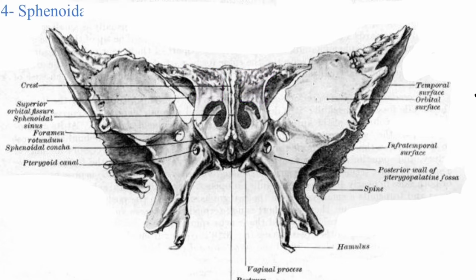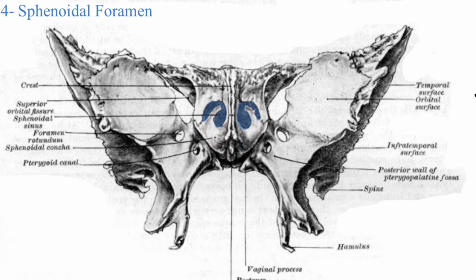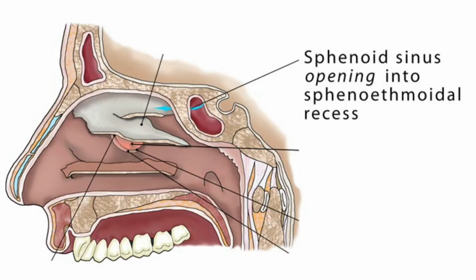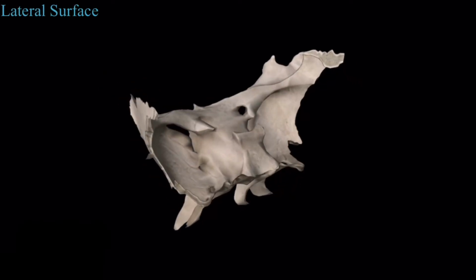Number 4. The sphenoidal foramen. Close to the sphenoidal concha is present the sphenoidal foramen, and through this sphenoidal foramen, the sphenoidal air sinuses open into the nasal cavity.